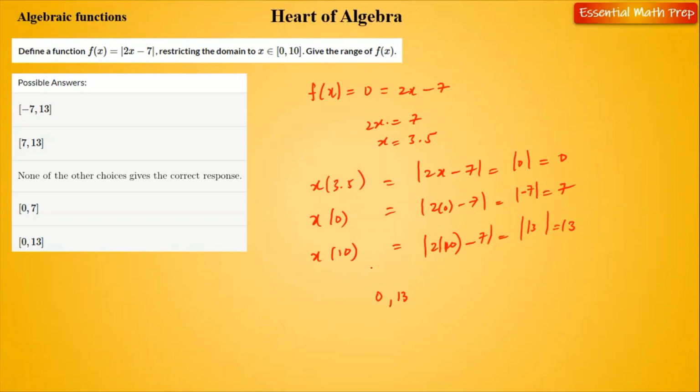Okay, don't confuse the x and the range. This is a range. The question is asking for the range. What is the lowest value and what is the maximum value? Maximum value possible is 13, minimum value possible is 0. So the range is 0 to 13, and that is the correct answer.